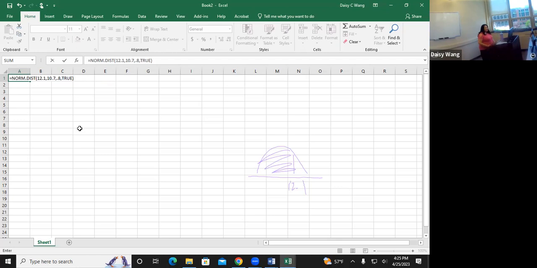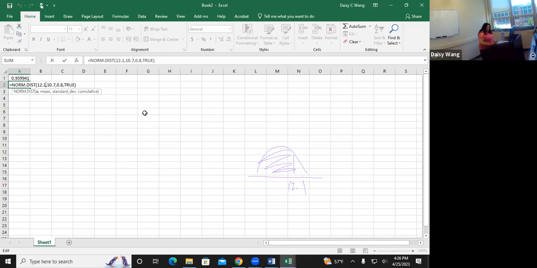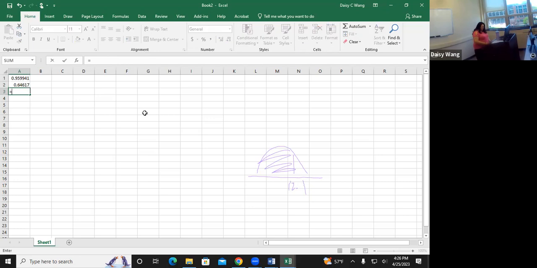So that's the first number. So that will be 12.1. Probability 0.9599. Okay. And then the second number, just copy this. So I'll just change this number to 11. It's 11. So this will be the number. And then the probability will be this minus this.